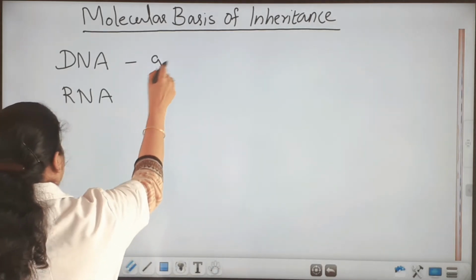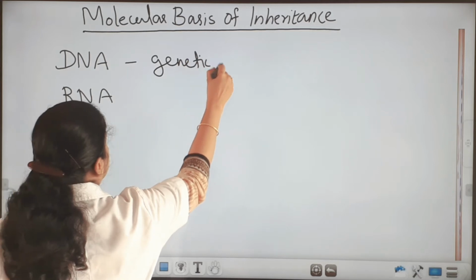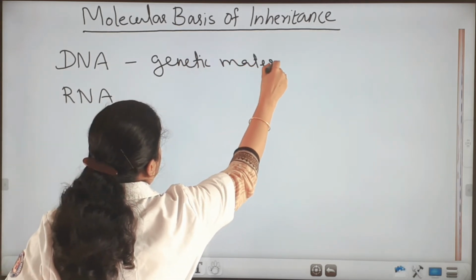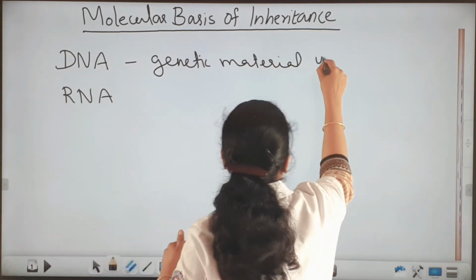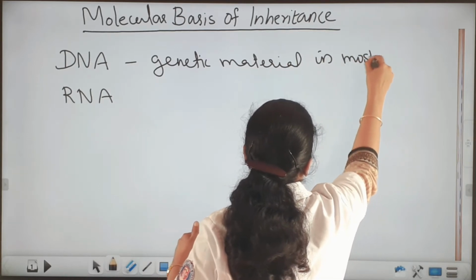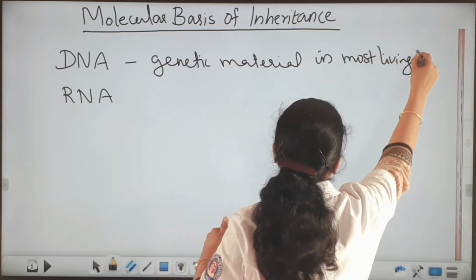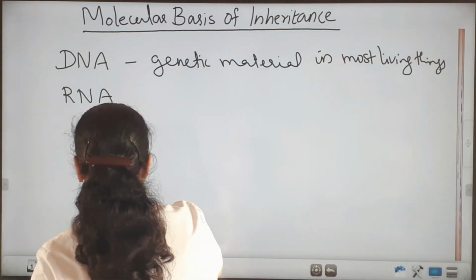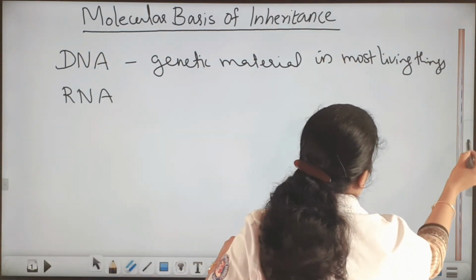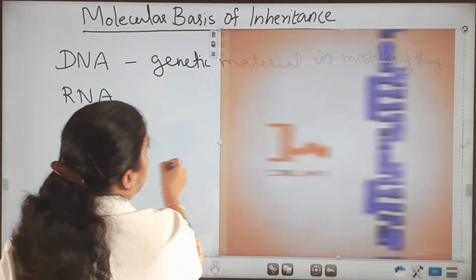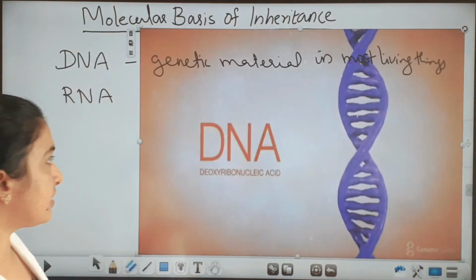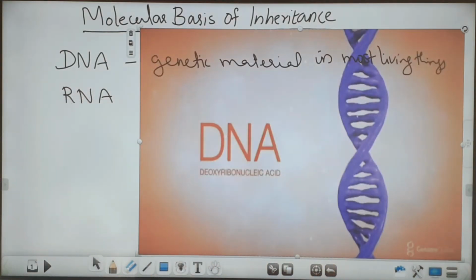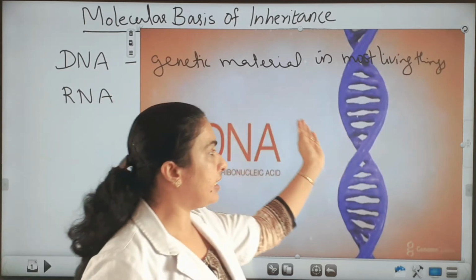So this is the genetic material in most living things. Okay, I'll show you the structure of DNA. So this is the structure of DNA, deoxyribonucleic acid. This is a double helix structure.